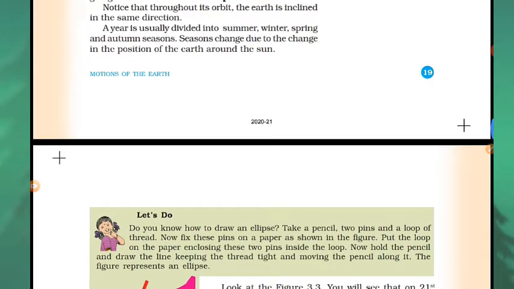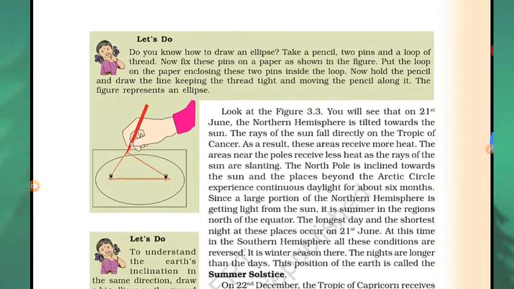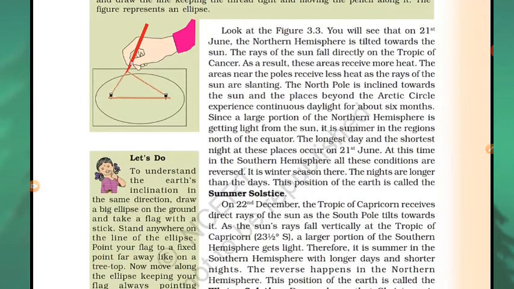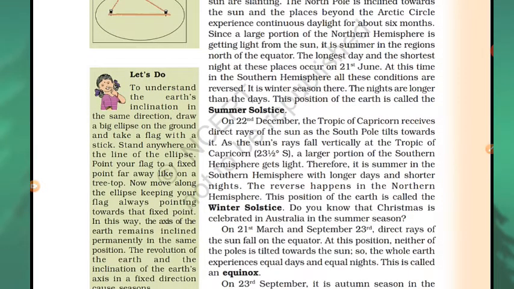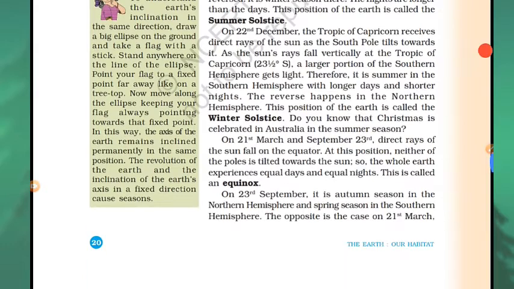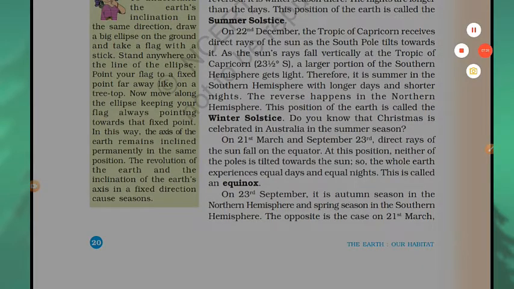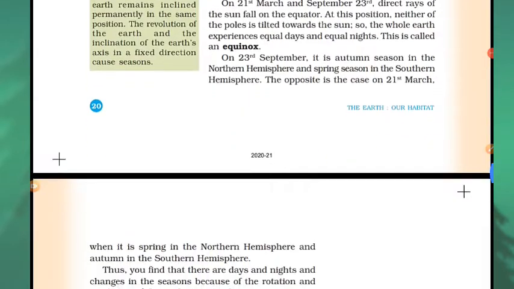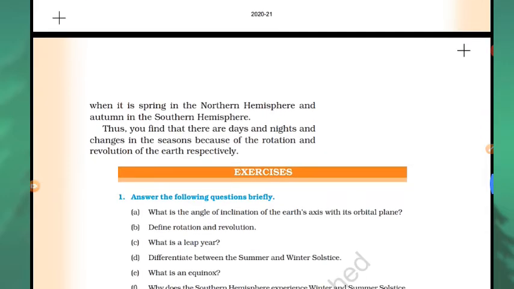A year is usually divided into summer, winter, spring and autumn. These are the seasons about which we discussed. Summer solstice, winter solstice we discussed. Equinox also we discussed. And after that this chapter is completed.